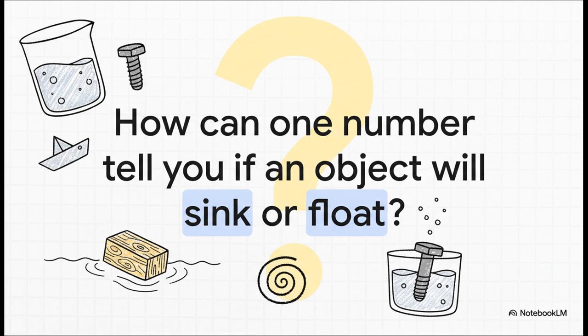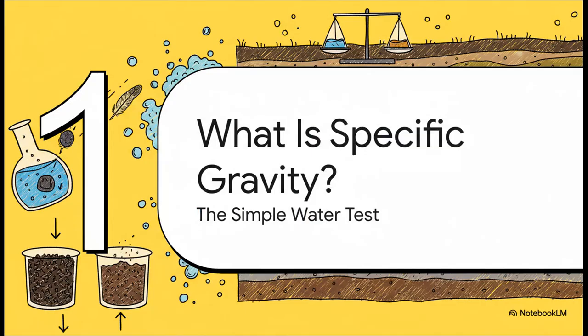So let me ask you something. How can just one number, a number with no units, by the way, tell you for sure if an object is going to sink or float? I mean, it kind of sounds like magic, right? But it's actually pure science, and it is the key to understanding everything we're about to talk about. Well, the answer to that little puzzle is a concept called, you guessed it, specific gravity.